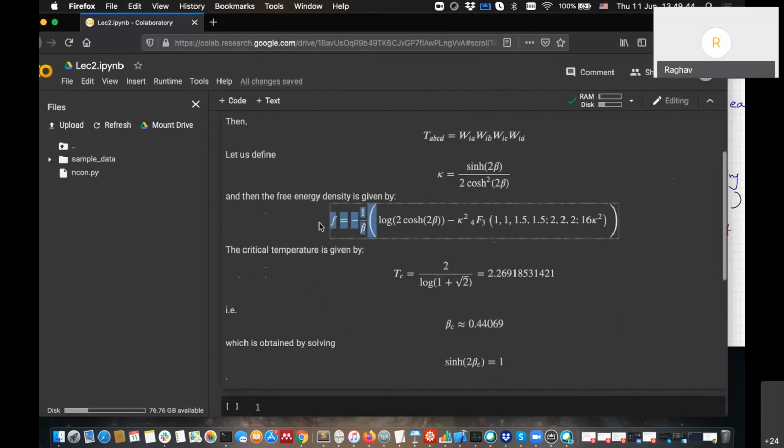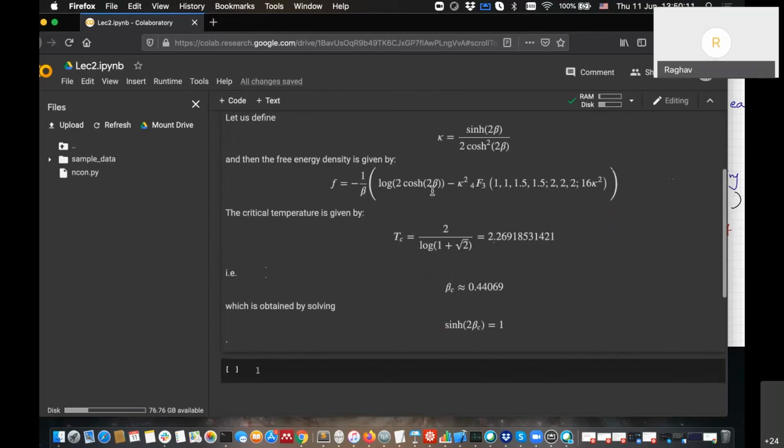So the free energy density for the two-dimensional classical Ising model is given by minus 1 by beta log of 2 cosh 2 beta minus kappa squared. Kappa is given by this function, sinh 2 beta by 2 cosh squared 2 beta, and this is some hypergeometric function of kind 4-3, a generalized hypergeometric function. You don't need to worry about these things. I'll just show you that we reproduce the correct answer. That is what we are interested in.